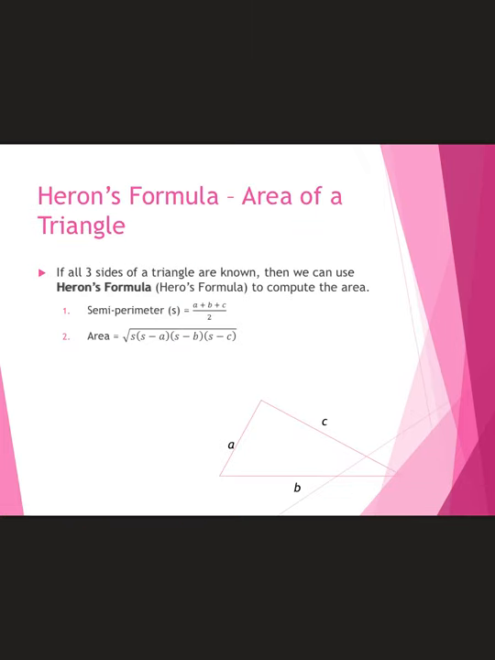Heron's formula allows you to find the area of a triangle if you know the 3 sides but not the height. So the first thing you would have to do is find the semi-perimeter, which is called S. And so you do A plus B plus C divided by 2. And then you'll use that S for the area. So it's the square root of the semi-perimeter times S minus A times S minus B times S minus C.